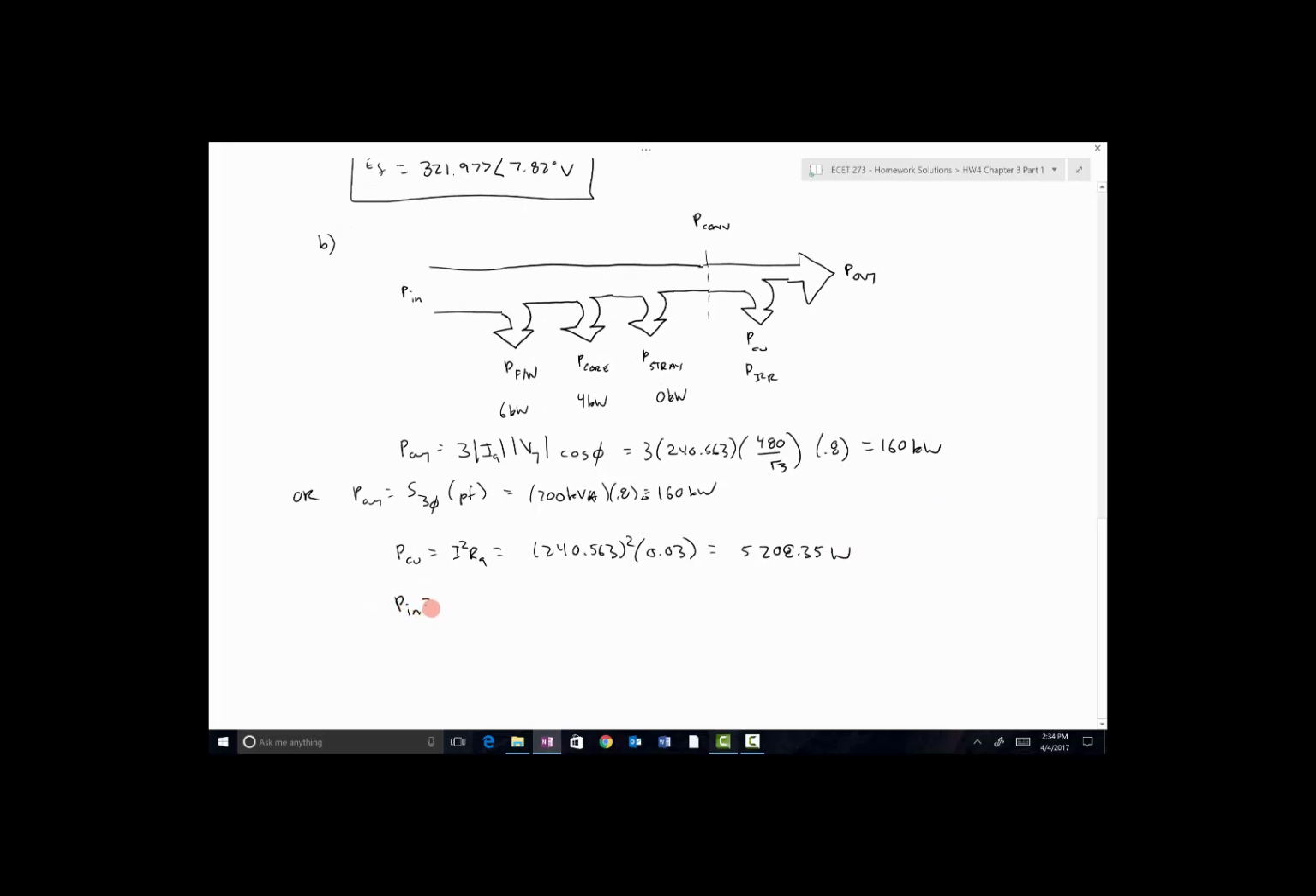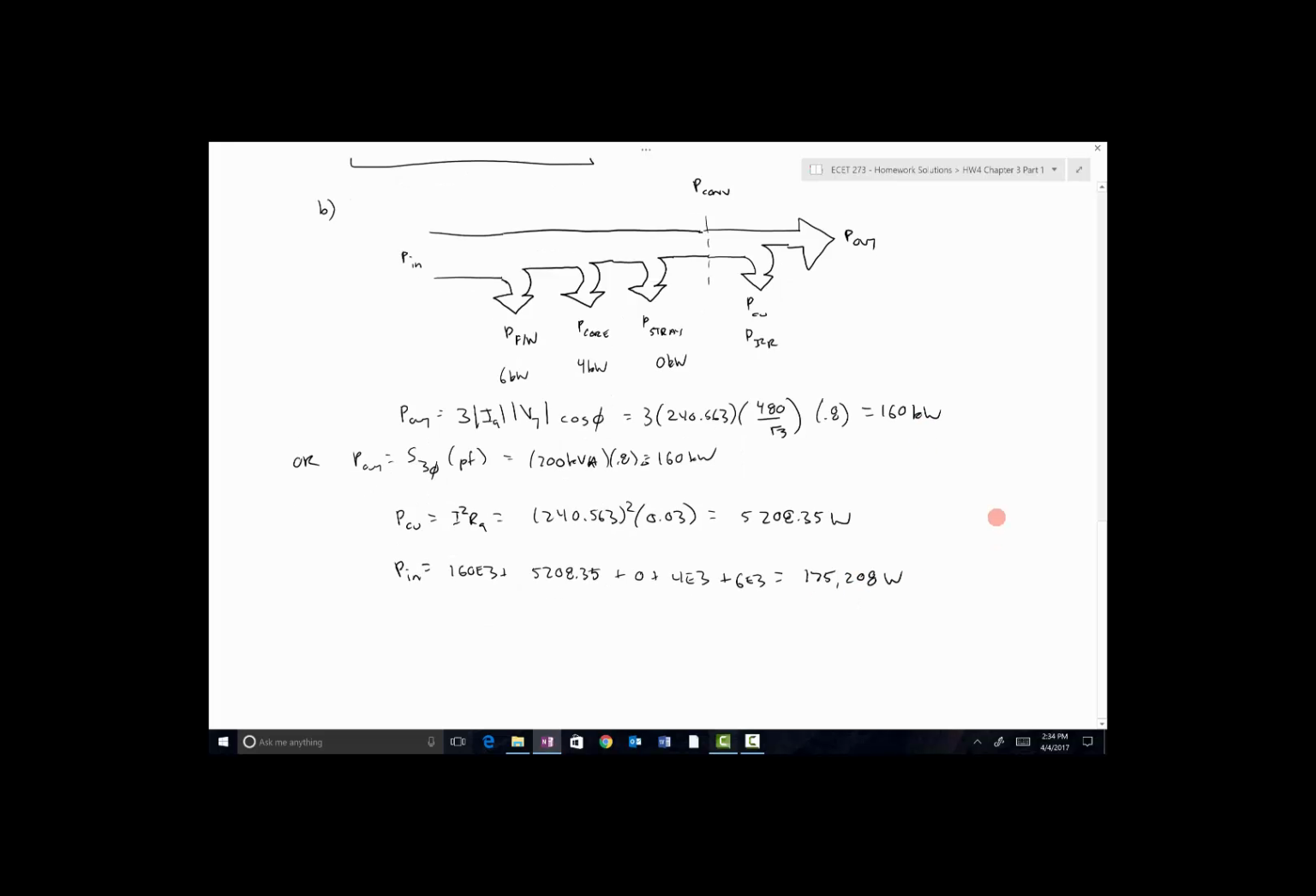So the input power is, just sum all those together, 160 e to the third plus 5,208.35 plus 0 plus 4 e to the third plus 6 e to the third. So that gives me an input power of 175,208 watts input to get 160 kilowatts output.